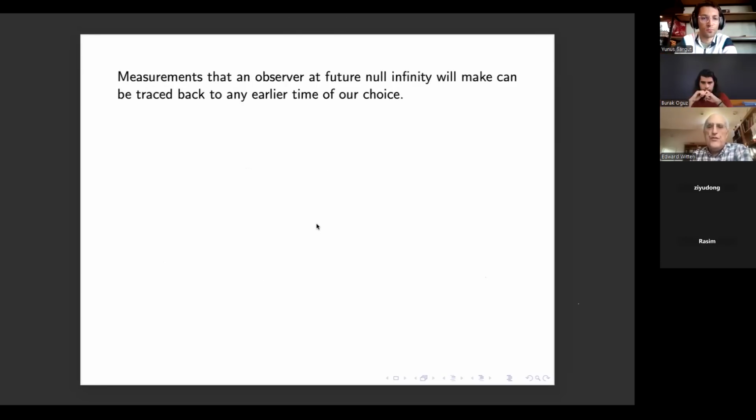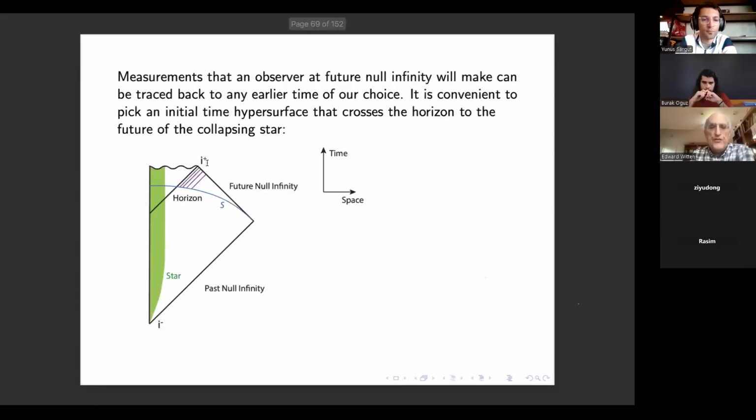Now, a key fact in physics is that observations at one time can be traced back to initial data at an earlier time. And in particular, observations that we make at future infinity or future null infinity can be traced back to initial data at any earlier time of our choice. In general relativity, earlier time means on a space-like hypersurface. It's convenient to pick an initial time hypersurface that crosses the horizon to the future of the collapsing star. So in other words, I've taken the surface S that intersects the world volume of the star only behind the horizon.